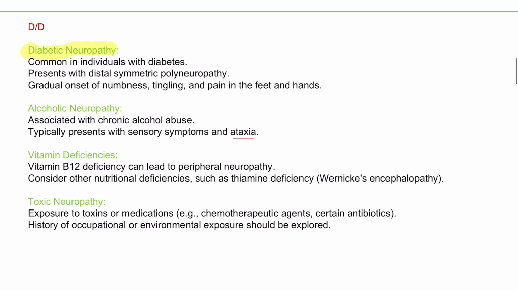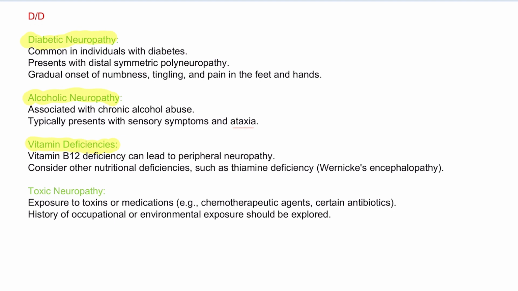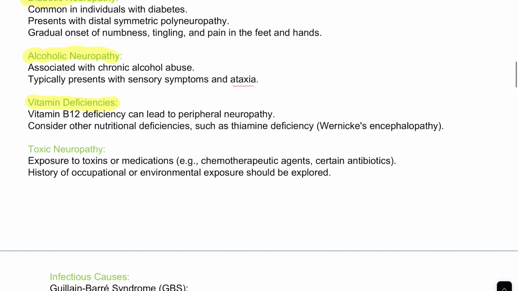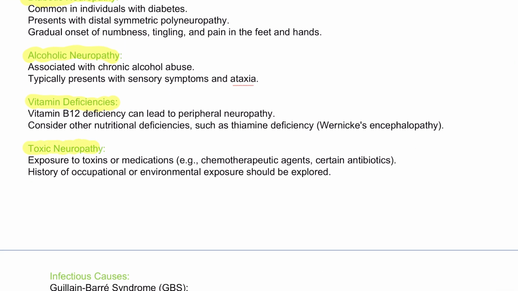Vitamin deficiencies, another differential diagnosis. Vitamin B12 deficiency can lead to peripheral neuropathy. And consider other nutritional deficiencies as well, like thiamine deficiency, or Wernicke encephalopathy. Toxic neuropathy: exposure to toxins or medications, chemotherapeutic agents, certain antibiotics. If it is a long case, obviously a history of occupational or environmental exposure should be explored.